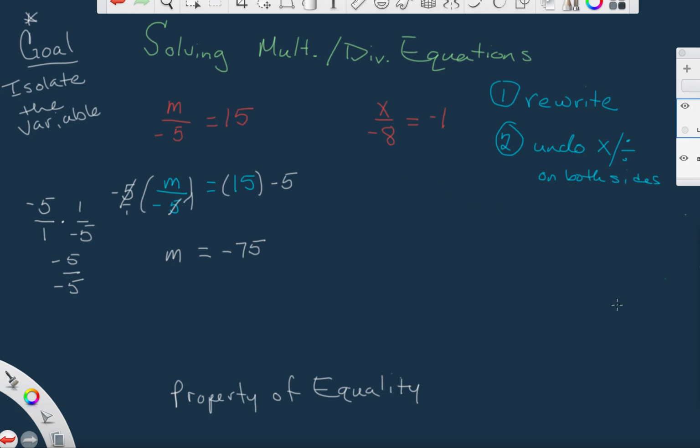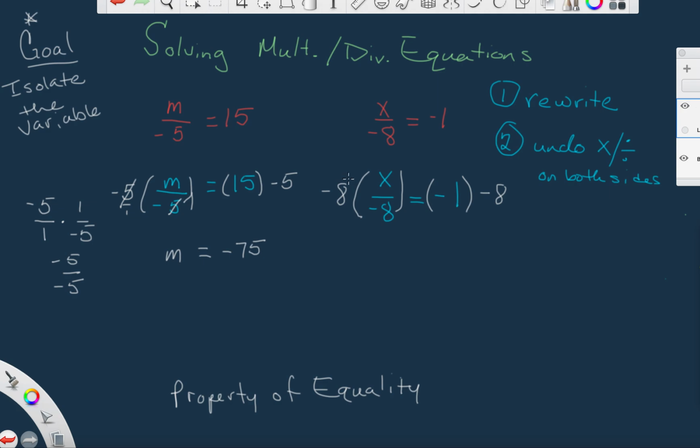All right, so let's go ahead and go back to the second one. We're going to rewrite this one more time. x over -8 equals -1. All right, and now we're going to perform our operation on it. We're going to put parentheses around this term, put parentheses around this term, and then we're going to multiply by, what is x being divided by? -8.